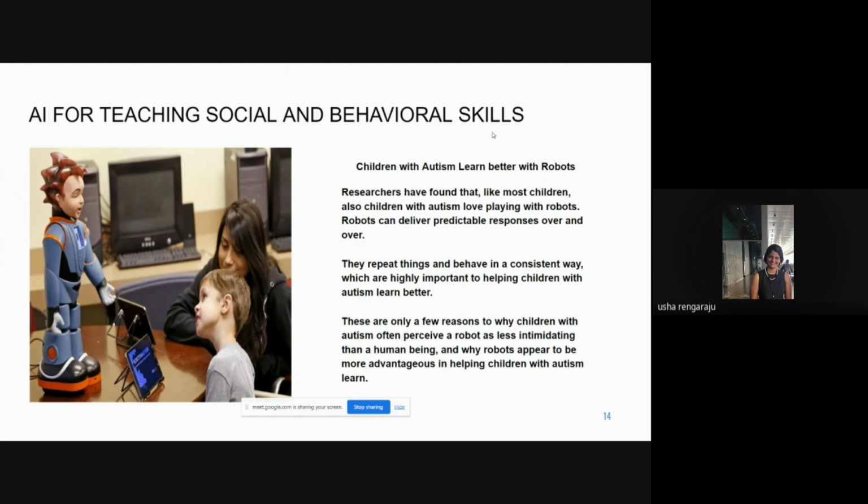There's a robot called Milo, which is out there in the market, which is around $5,000, which can teach autistic people social and behavioral skills. But then we need more such tools in India as well, which are somewhat economical for the Indian economy. And so this is kind of the end of the use cases.